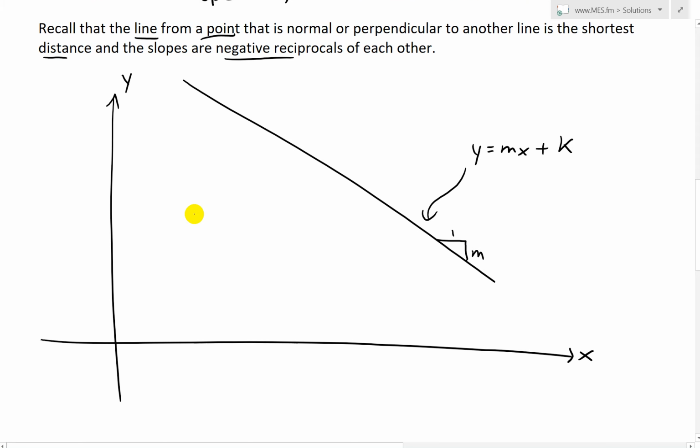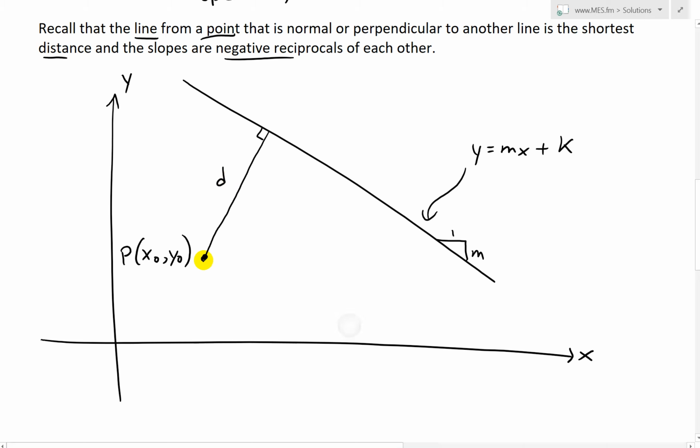Now if we add a point here, I'll call this point P, and write it as P (x0, y0). Now the shortest distance from here to this line is going to be the one that's perpendicular to it. So it's going to look something like this, normal or perpendicular to this other line, and I'll call this distance d.